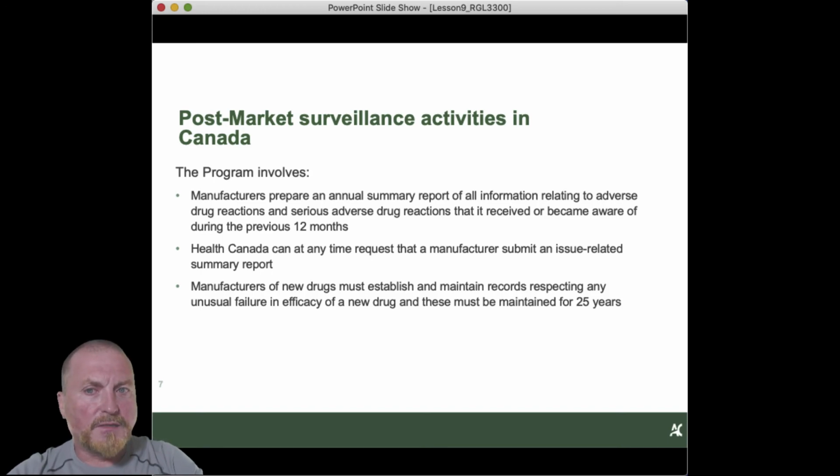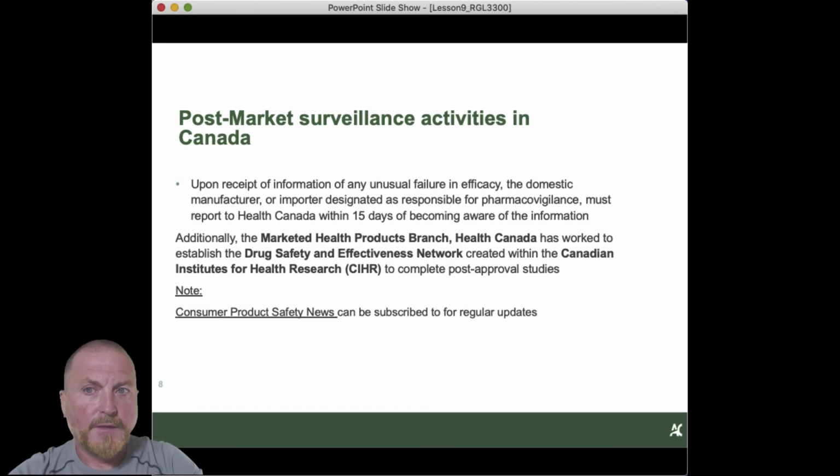Manufacturers of new drugs must establish and maintain records respecting any unusual failure in efficacy of a new drug, and these must be maintained for 25 years, right? Because we've had incidences, for example, where drugs have a gradual impact over many decades before they're noted enough to cause a major recall of a drug or a major problem with a drug or a deregistration of a drug entirely, all right? So those records need to be kept for an extended period of time.